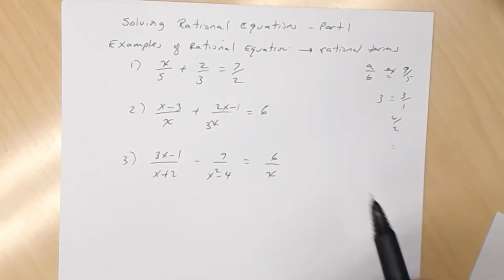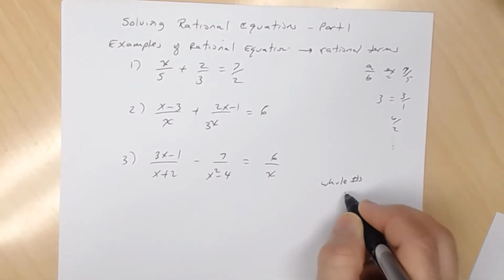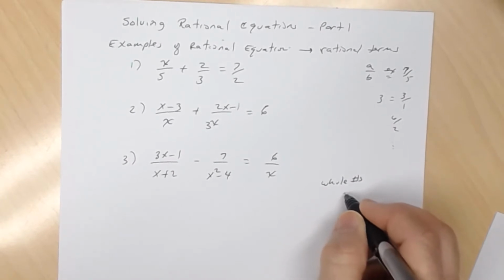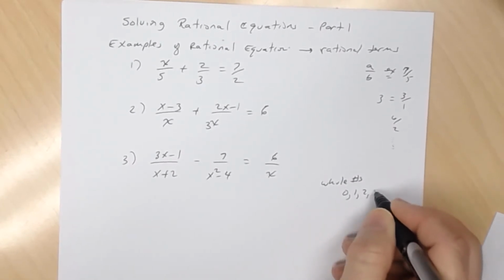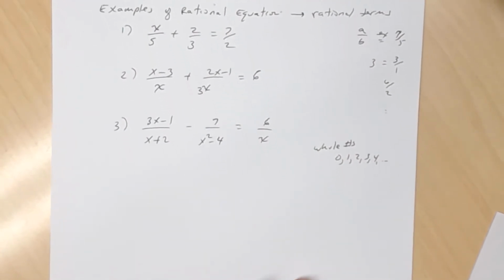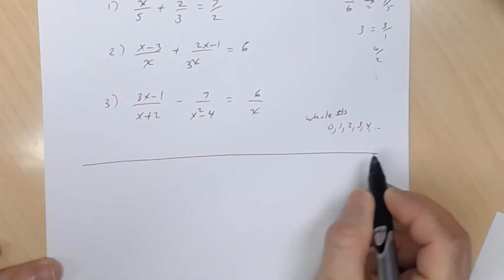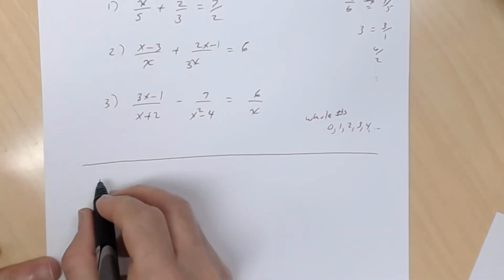Okay, they're whole numbers. So remember, your whole numbers are something like 0, 1, 2, 3, 4, and so on. Those are your whole numbers. Now, what we're going to do is start solving these rational equations. So let's look at some examples.